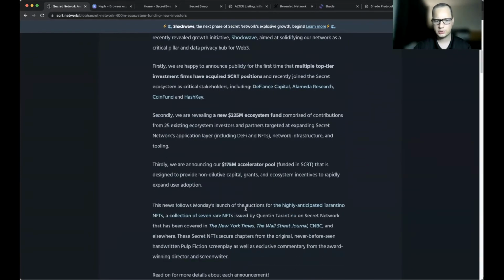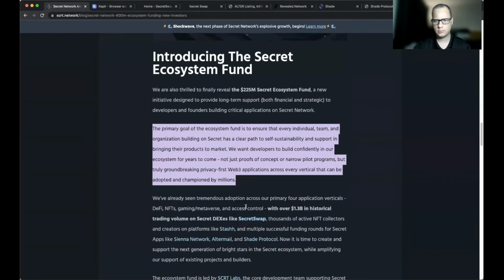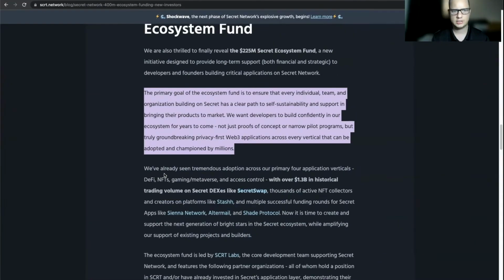I'm not going to run through this whole article, but if you scroll down about halfway, they stated that the primary goal of this ecosystem fund is to ensure that every individual team and organization building on Secret has a clear path to self-sustainability and support in bringing their products to the market. I think this is important because Secret Network in general is a layer one that is privacy first.